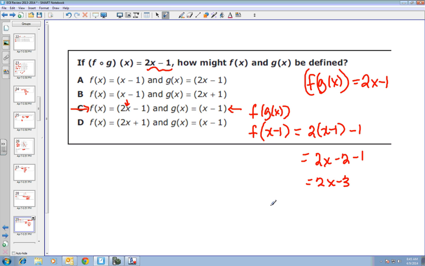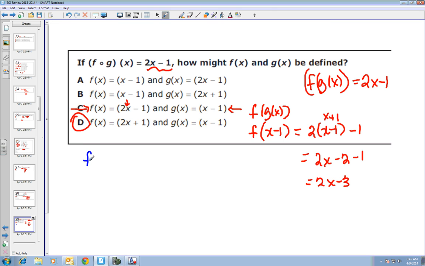Which one do you think I should do instead? What's the only difference? Instead of the x minus 1 right here, if I had an x plus 1, would that work? So if this was an x plus 1, it's actually D. Okay, let me work D out and show you why.